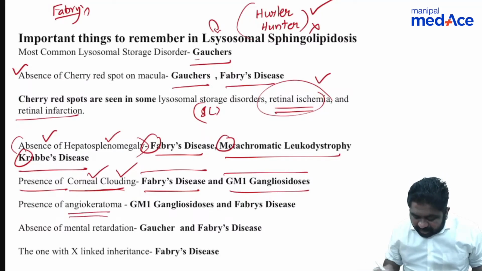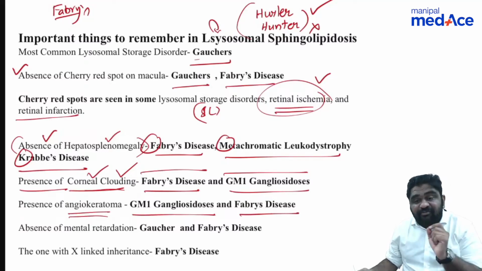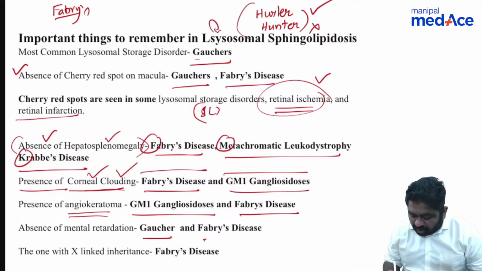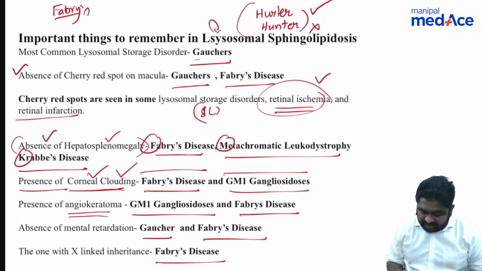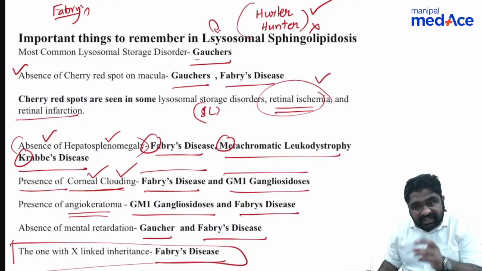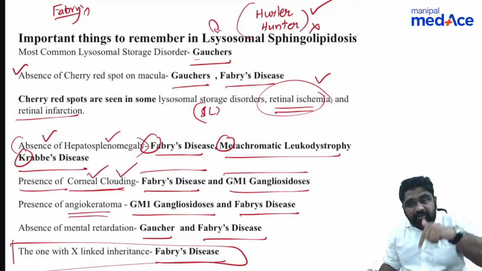Now, presence of angiokeratoma is a property again of GM gangliosidosis and Fabry's disease. Absence of mental retardation is a property of Gaucher and Fabry's disease. The one with X-linked inheritance is Fabry's disease. So for Fabry's disease, if a short note is asked, as an MBBS student, you can have at least 5 points from this one slide.